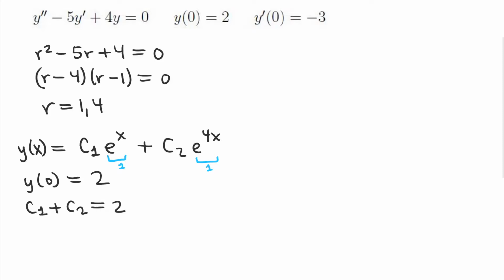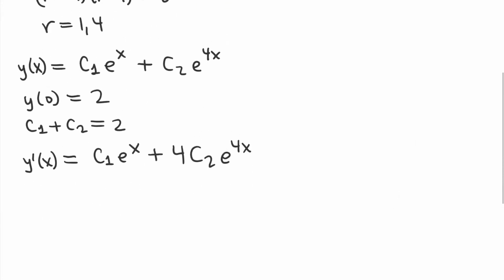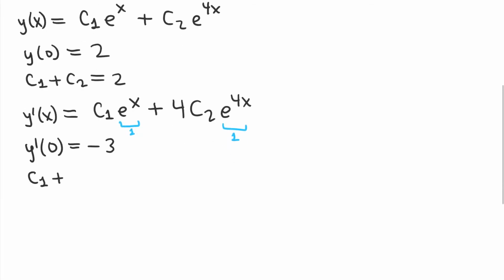And now the second condition requires the derivative of y, so we have to take the derivative of our general solution. The first one is just a constant times the exponential, which just stays the same. And the second one, we have to use the chain rule, so we get 4c2 e to the 4 times x. And now we get y prime of 0 is negative 3. Again, if I plug in 0 for x here, the exponentials become 1. And so what I end up with is c1 plus 4 times c2 is equal to negative 3.